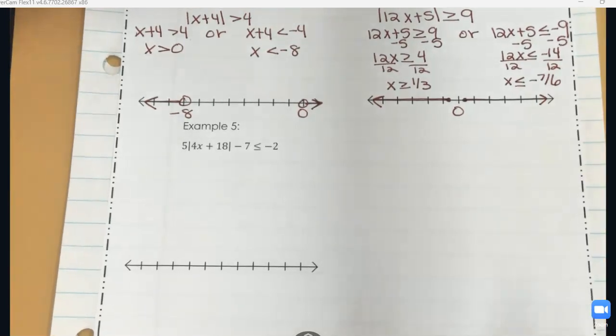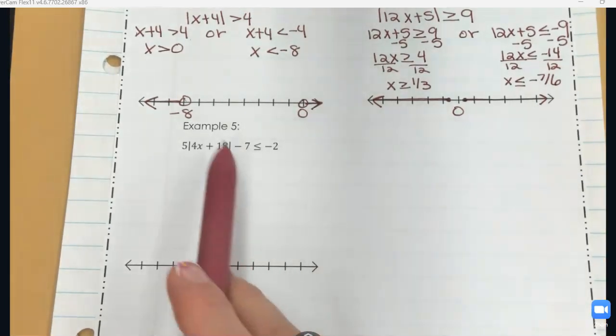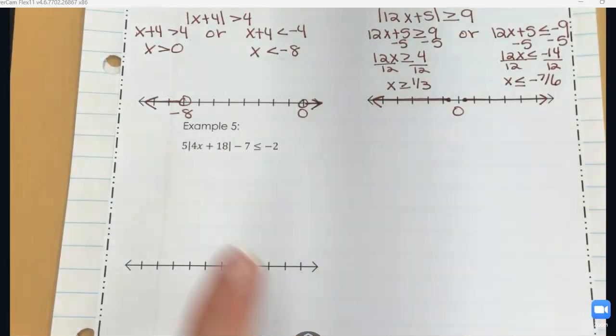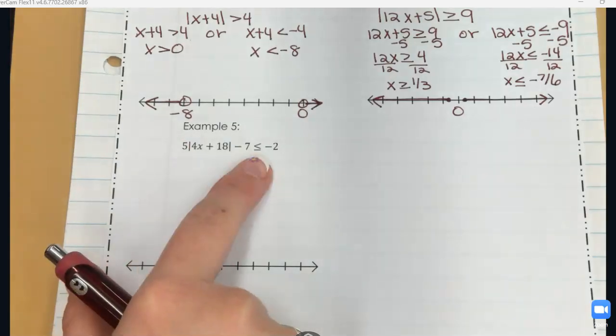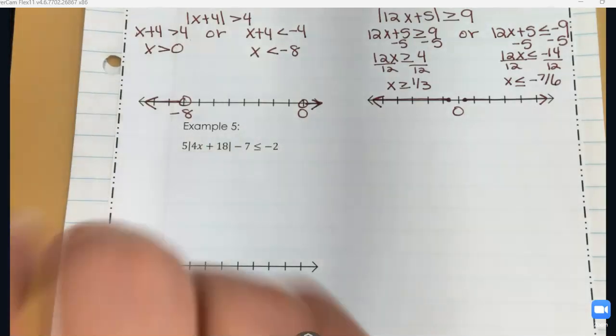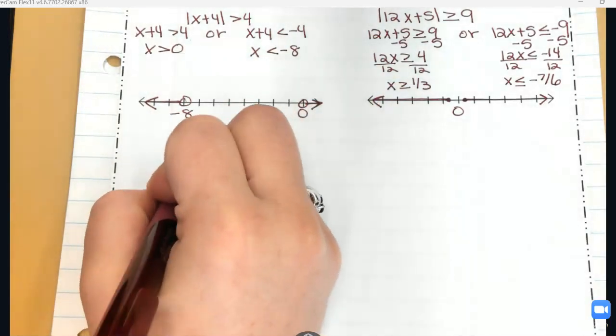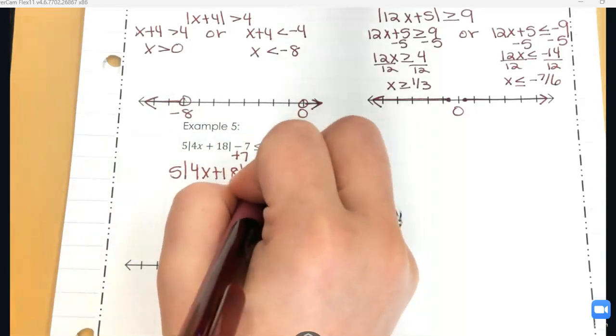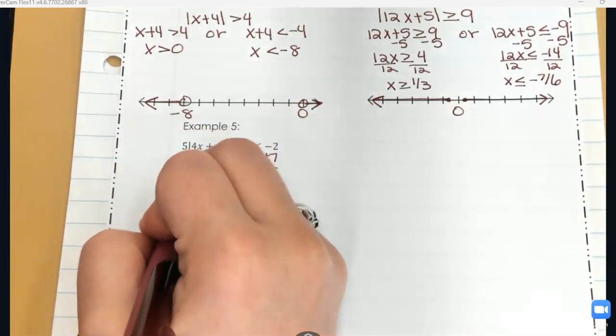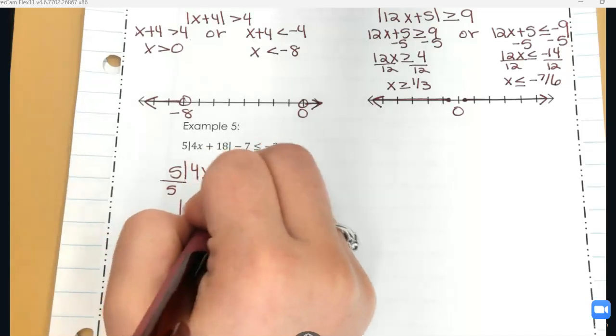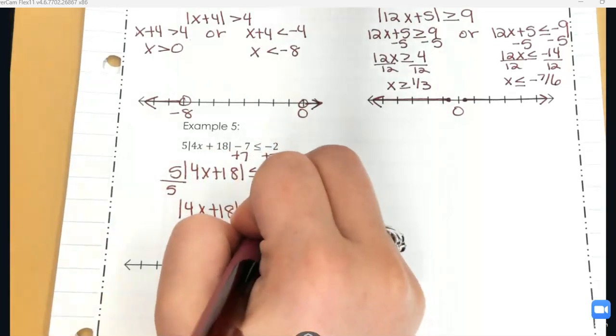And then our final example, example 5. Firstly, I need to get my absolute value alone, but thinking of order of operations, I've got the 5 and the negative 7 that need to go. The 7 has to move first. So 5 times the absolute value of 4x plus 18 is going to be less than or equal to 5. Then I can divide both sides by 5. Absolute value of 4x plus 18 is going to be less than or equal to 1.